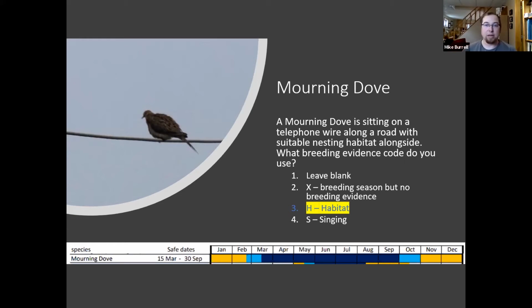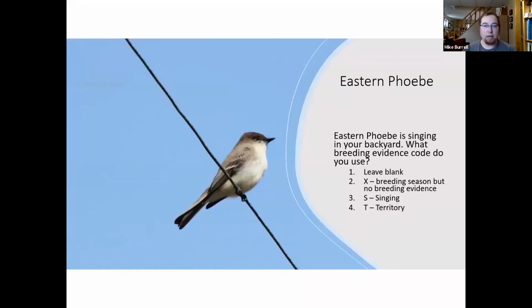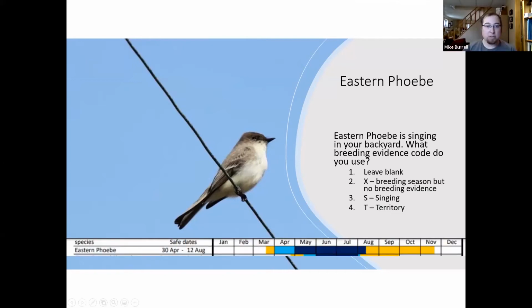All right, let's try another example. Eastern Phoebe, singing in your backyard. What breeding evidence code would you use? I'll bring up the safe dates, the breeding calendar, and then I'll go to the next question. Okay, here's the breeding calendar. We are in that light blue period, which is when the breeding season overlaps with migration season. The poll is up. Your options are: you can leave the breeding evidence code blank, you can put an X, you can put an S for singing bird, or a T for territory. And just as a hint, again, we're in that light blue period, so we're not in the safe dates yet, but we are within the breeding season.